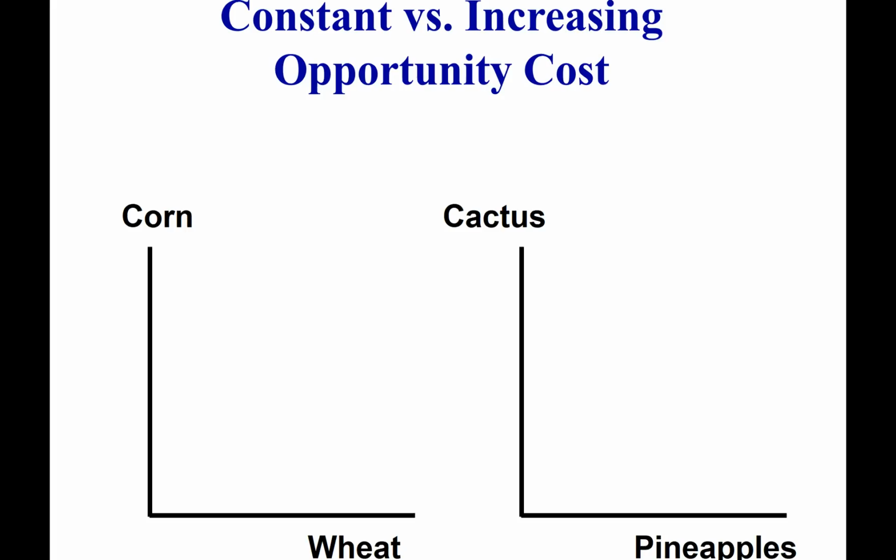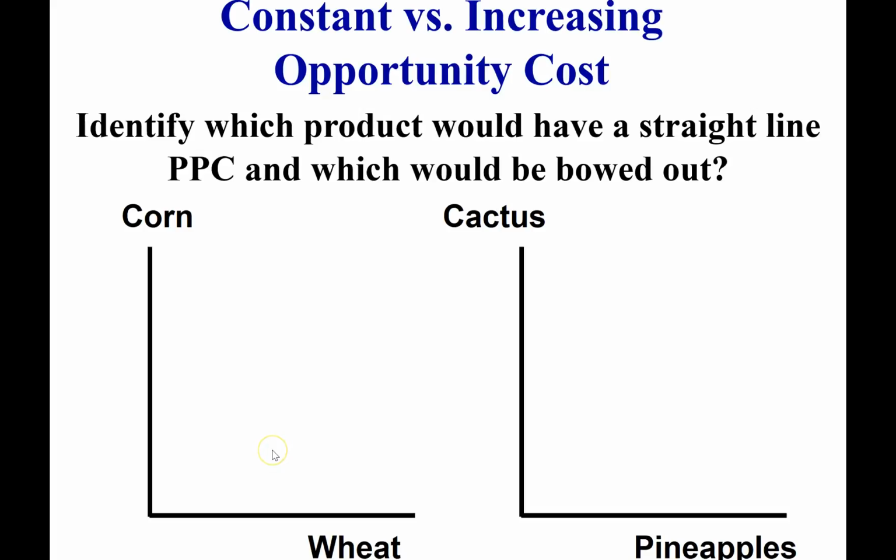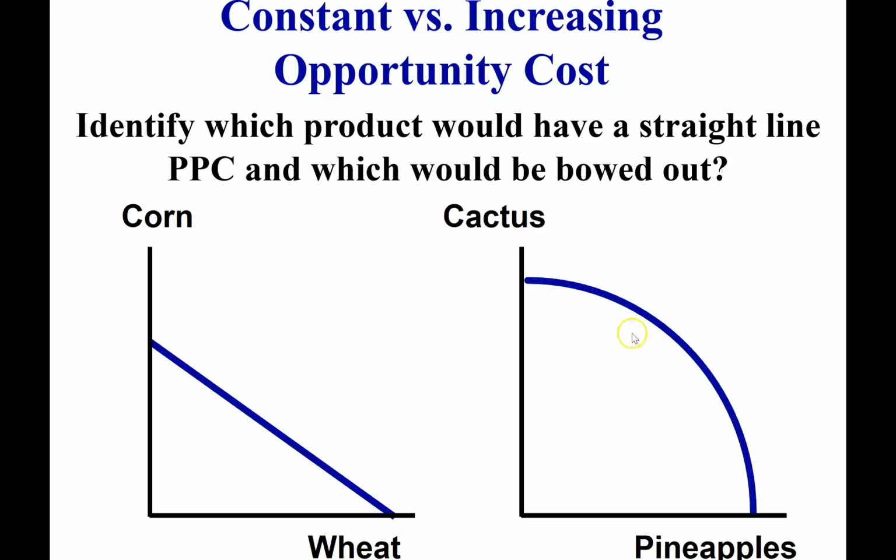So here's a good example, a little chance to practice this and make sure you understand that concept. Corn and wheat versus cactus and pineapples. Which one would have a constant or straight line opportunity cost? Which one would have increasing? And what you can see is corn and wheat are going to be made with very, very similar inputs. The land, the labor, the capital are going to be almost identical. Therefore, it's going to have a straight line production possibilities curve.